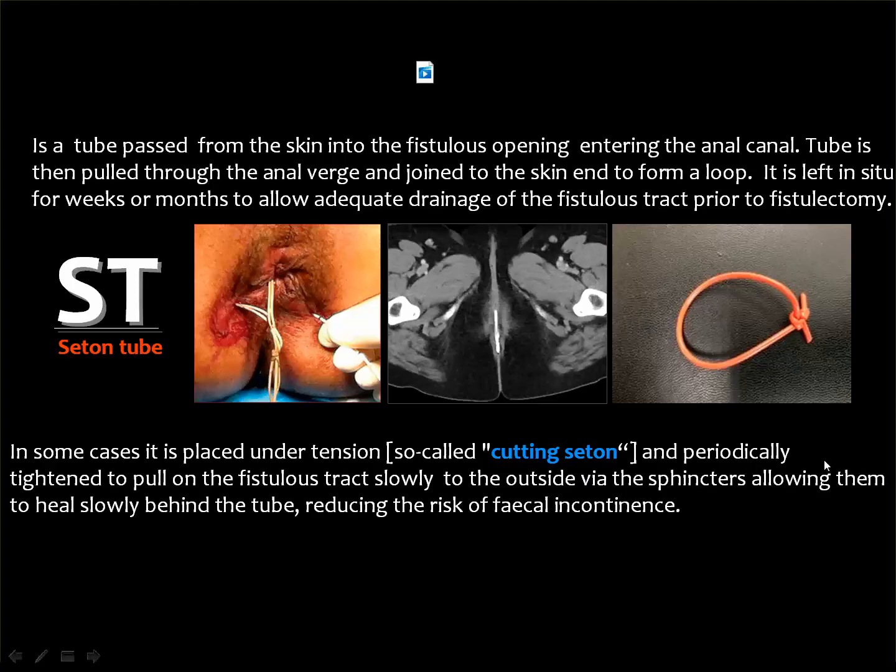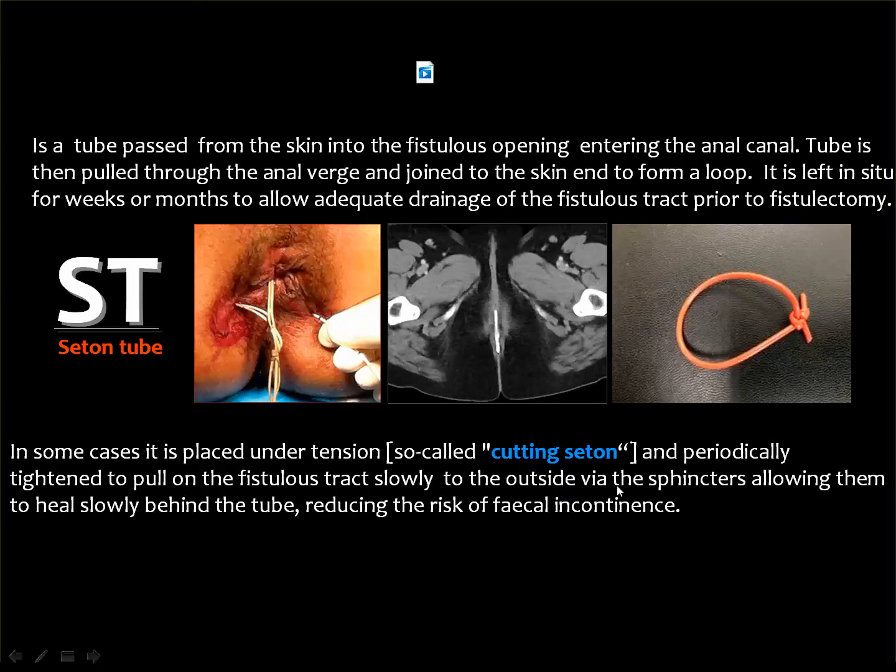And this cutting seton is just the same tube which is placed in the fistulous tract, and you get the two ends of the tube and you tighten them. And after some time you may induce more tightness of the seton tube, and this will, as written here, be periodically tightened to pull the fistulous tract slowly to the outside.